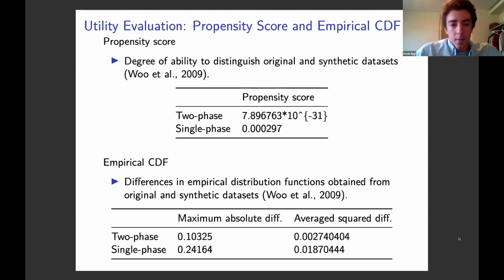For the empirical CDF, that's just the differences in empirical distribution functions measured from the original and synthetic data sets. And in this case, we measured it both with the maximum absolute difference and the average squared difference. And similar to the propensity score, a lower value here indicates a higher level of similarity and thus a higher level of utility, which we see reflected in the two-phase measurements for both cases.